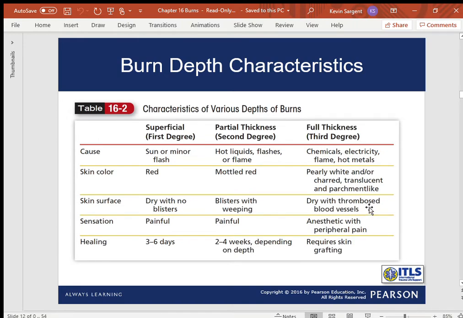Thrombosed large blood vessels, anesthetic, with peripheral pain. So these don't hurt very much at all, but they will hurt around the actual burn. So you may have full thickness with first and second around there. These are normally very debilitating and require long healing processes, requiring multiple skin grafts and multiple surgeries. And like I said, the secondary problem with trauma is infection, which tends to be a big deal. Also, hypothermia on these burns. Remember, our bodies are a protective thing, so these patients can become hypothermic if not careful.